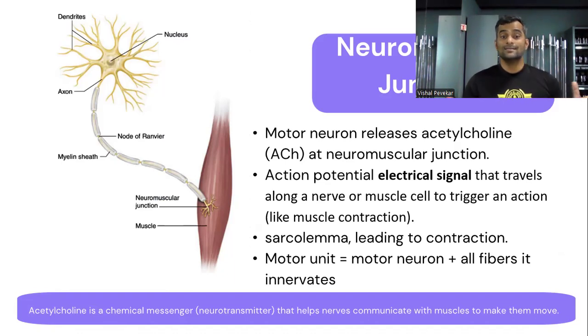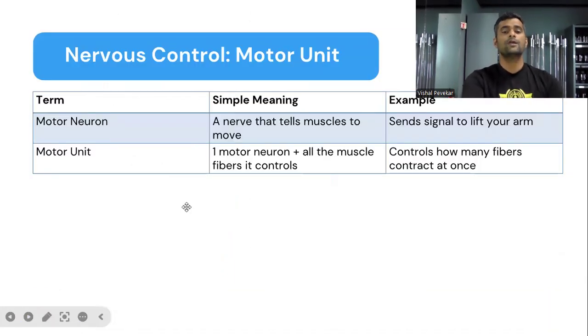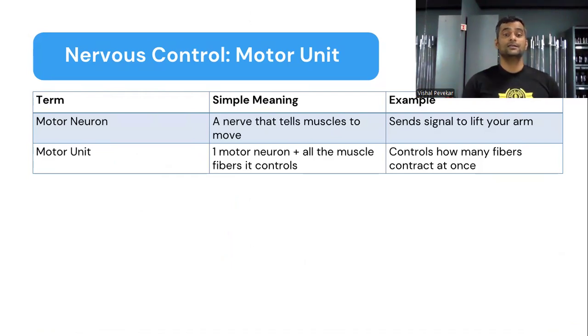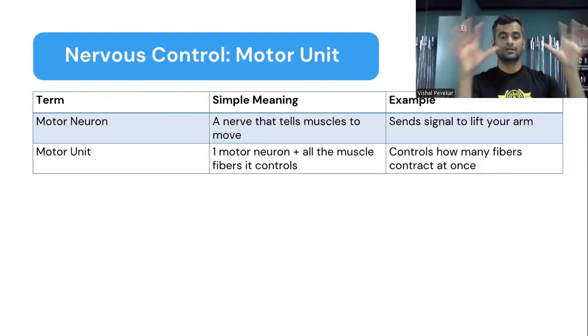So a motor unit is equal to a motor neuron plus all the fibers it innervates or controls, for small precise movements. Going further, you have a nice table to understand things better. The term motor neuron: a nerve that tells a muscle to move, for example, sending a signal to lift your arm. A motor unit is one motor neuron plus all the muscle fibers it controls, so it controls how many fibers contract at once. That is what this particular topic is about, right?